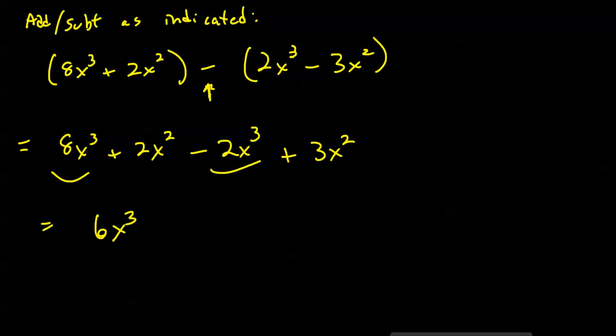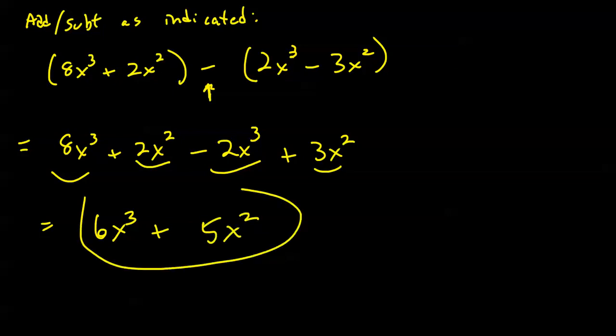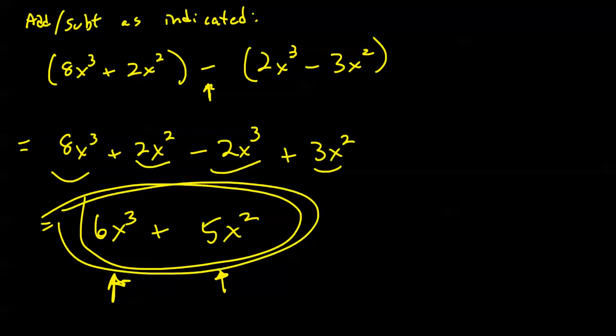Plus 2x squared plus 3x squared is 5x squared. So I've combined as much as I can. These are now unlike terms and cannot be combined. So once I've simplified as much as I can, this is my final answer: 6x cubed plus 5x squared.